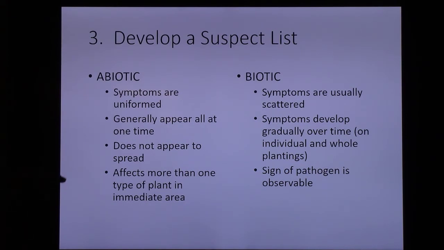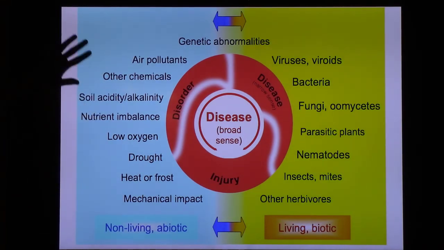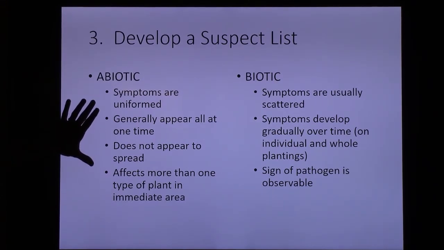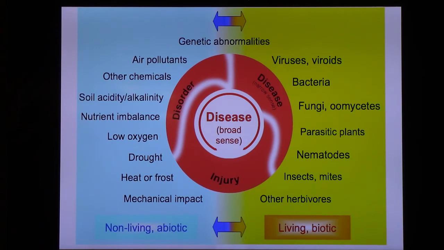Whereas with our plant pathogens, we're going to see it start here, and then over time we're going to see it spread, and it might spread to the next one over time. With our abiotic, or with our environmental conditions, generally all going to appear at once. And it doesn't appear to spread. I mean, it's all going to happen at once, and it's going to affect maybe all of the plants in the community. It might just affect one plant, and it's not going to spread. And it can affect more than one type of plant in that immediate area. So these are those non-living or abiotic factors that give us these symptoms. So as we try to develop our suspect list, is it bacteria, fungi, and viruses, or is it something else?